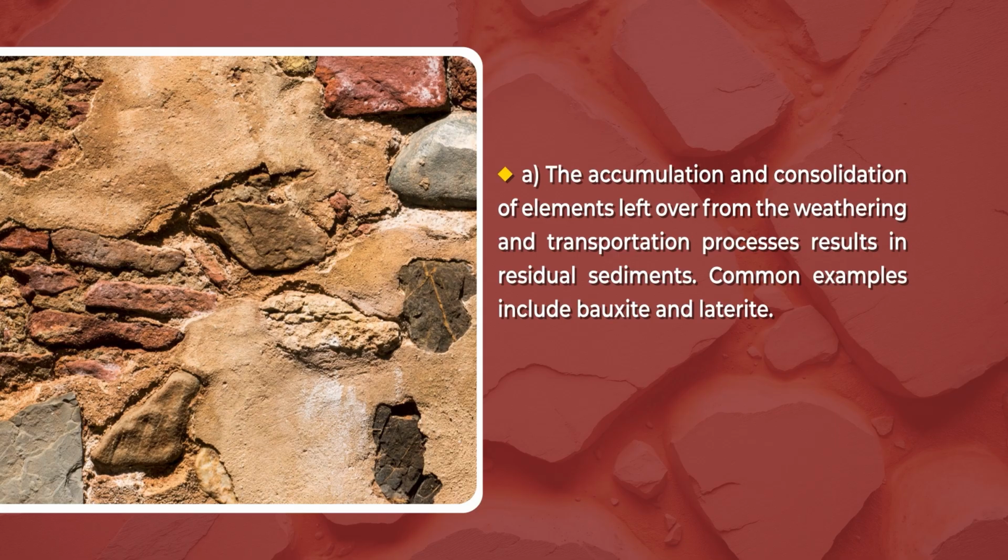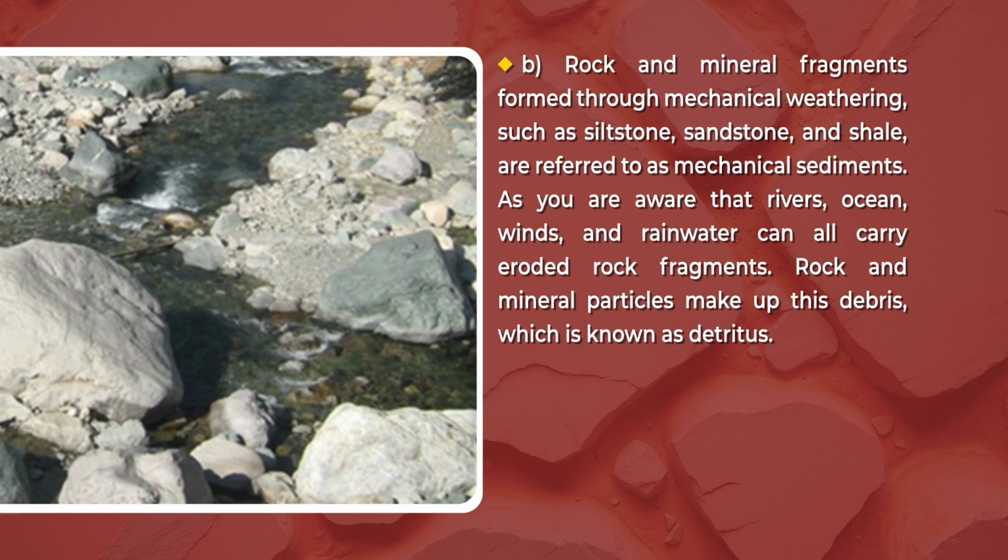So, the accumulation and consolidation of elements left over from the weathering and transportation processes results in residual sediments. For example, I have already told that they are bauxite and laterite. So, this is the field photograph where you can see mechanically transported detrital sediments by running water. So, the rocks and mineral fragments that are formed through mechanical weathering, for example, siltstone, sandstone, shales, they are referred to as mechanical sediments. So, as you are aware that rivers and the ocean, wind and rainwater, they all carry the eroded rock fragments, and these rock and mineral particles make up this debris which we know as detritus.